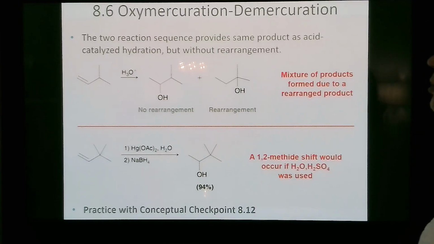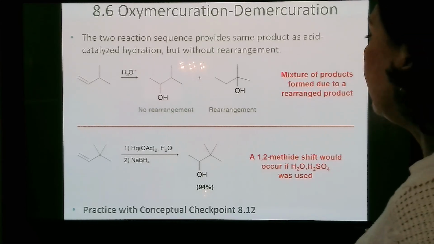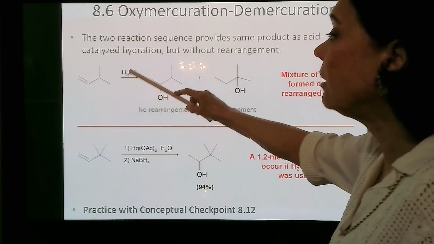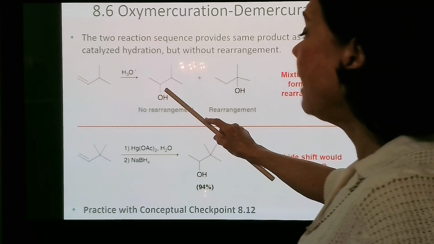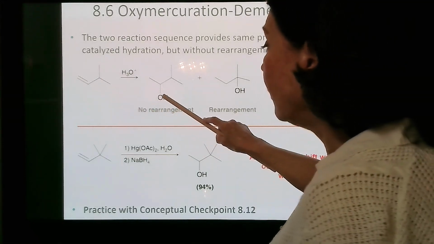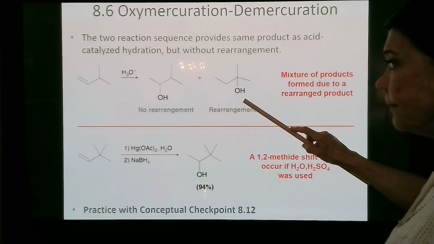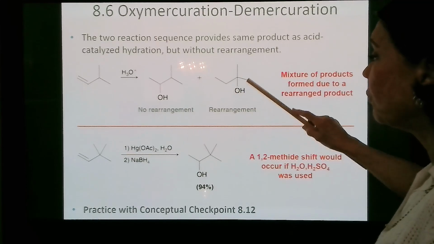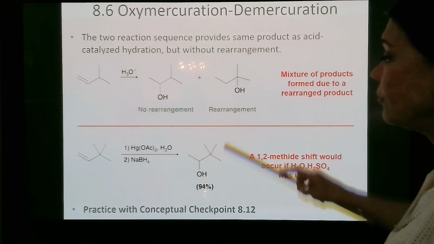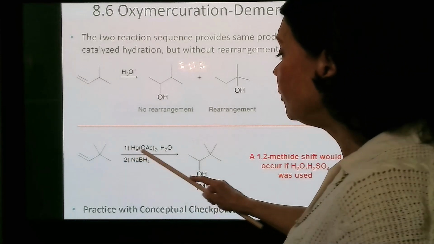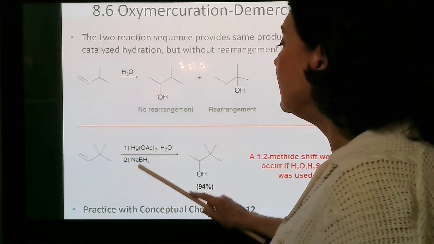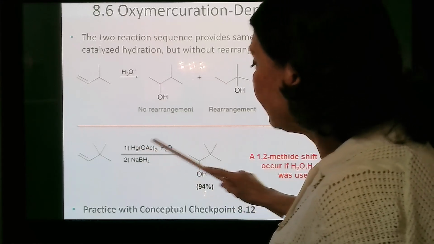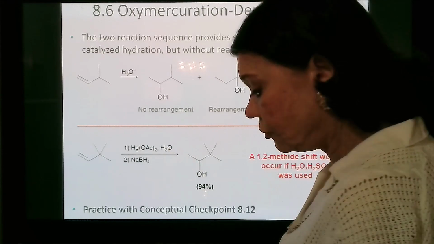So now, the two reactions here, to make the point again: when you have acid-catalyzed hydration, you can have the reaction occur without rearrangement or with rearrangement. Okay, and if this is the desired alcohol, you're going to lose some of your reactant by getting this undesired product. However, if you use oxymercuration, where you have, here's the mercury, and then this is the nucleophile. So let me back up.